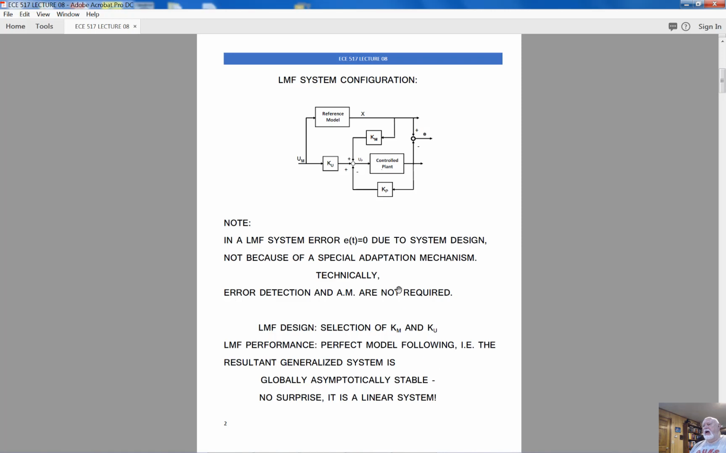Our design is intended for linear systems. And after the linear model following system is designed, it is linear. It is called linear model following system. And therefore, the stability issue is not as pronounced as we would have for a nonlinear system. With linear systems, everything is simple. If the system is stable, it is globally asymptotically stable.